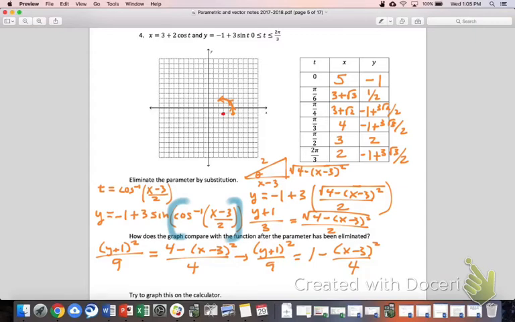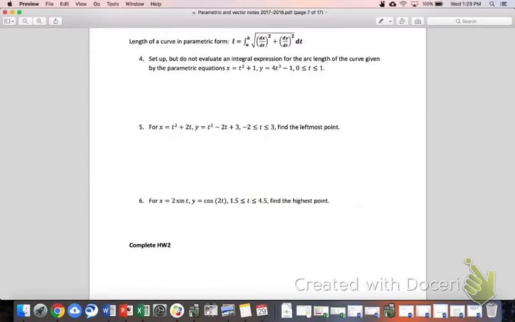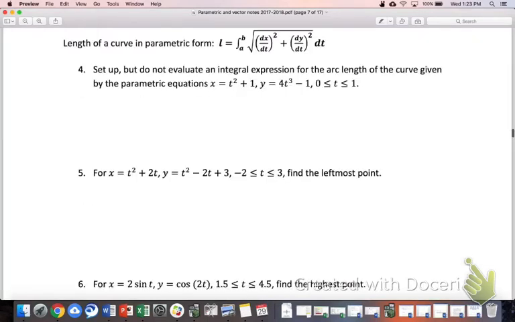So let's see here. Let me pause this real quick. Let me do this. That's better. Okay, so the length of a curve in parametric form is that right there. Yeah, I'll tell you what. Let me do this really quick. Let me prove this one to you.